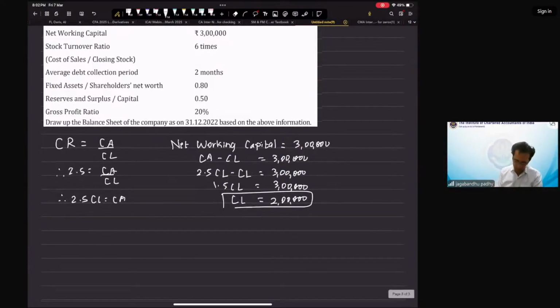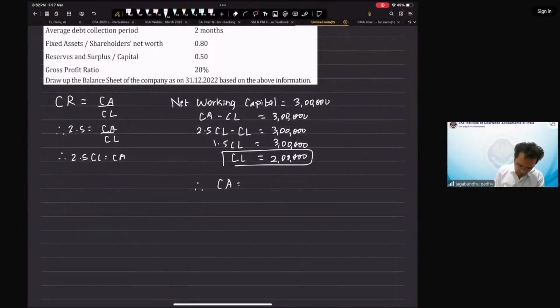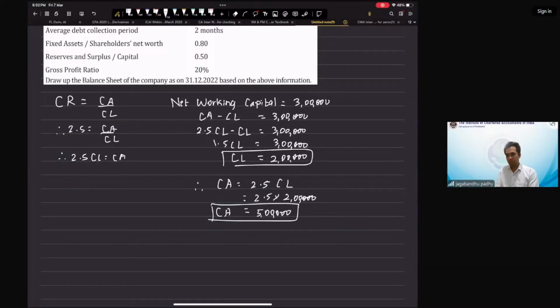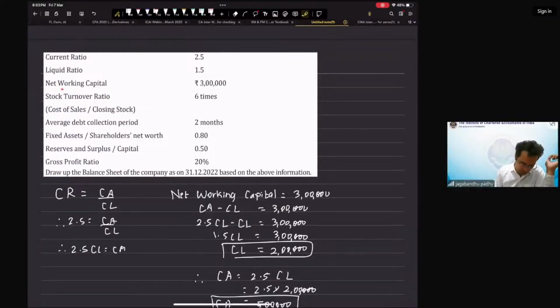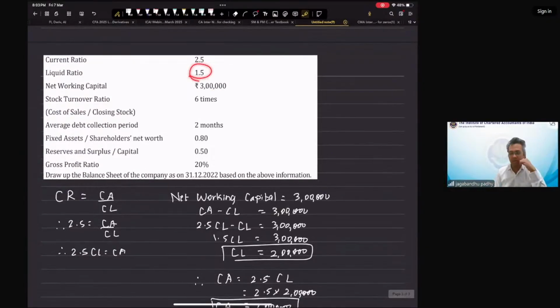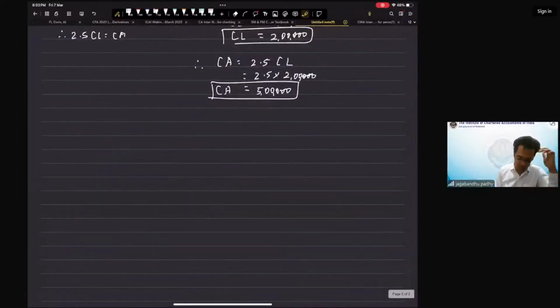Once we know that current liability is 2 lakh, current asset is 2.5 times of current liability, which is 2.5 into 2 lakh. So current asset is 5 lakh. Current liability is 2 lakh, current asset is 5 lakh. Then the next ratio: liquid ratio is given. From this liquid ratio, we can get the amount of stock.